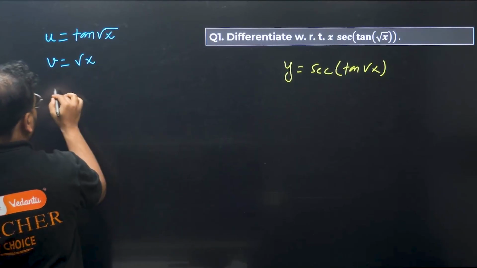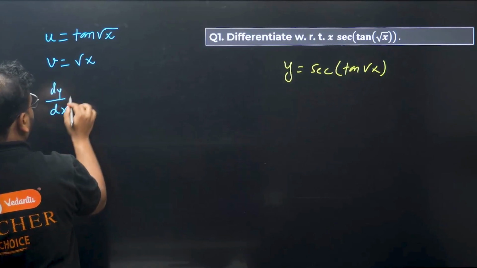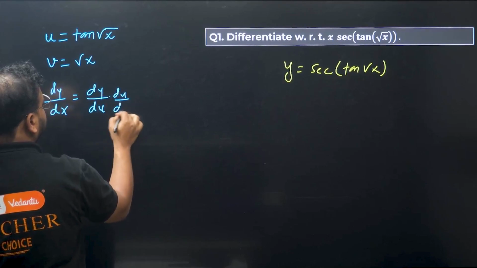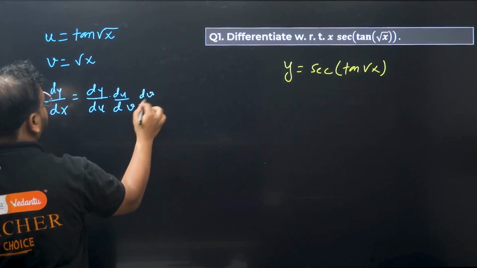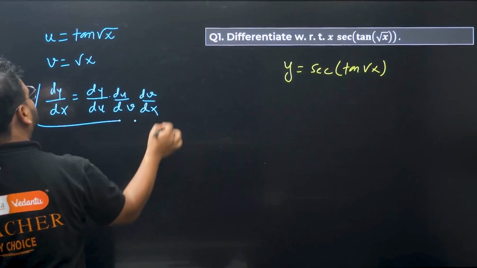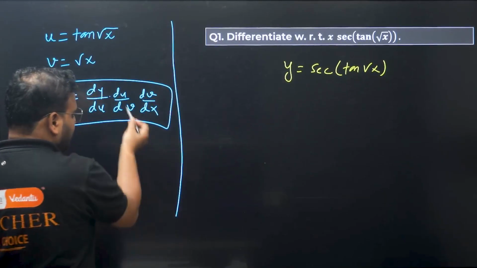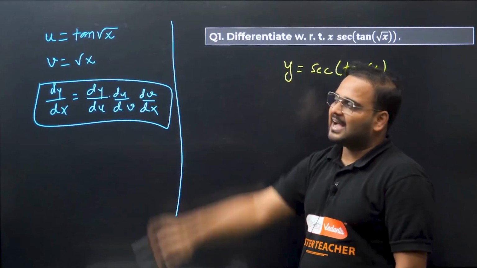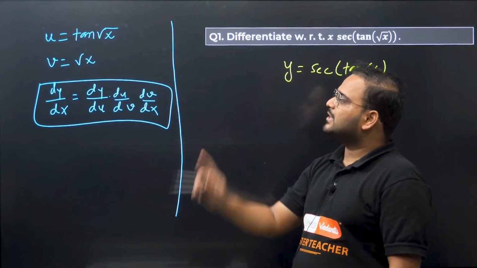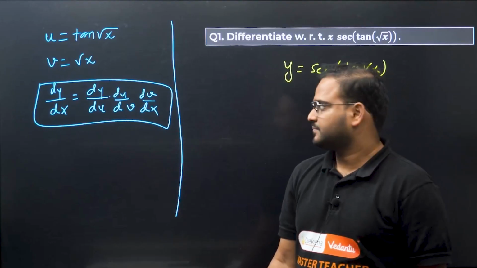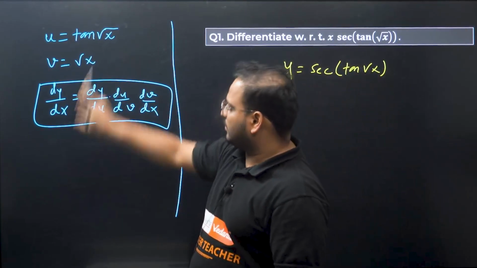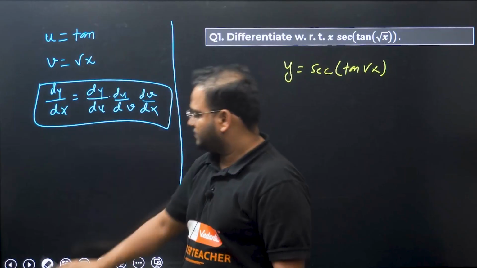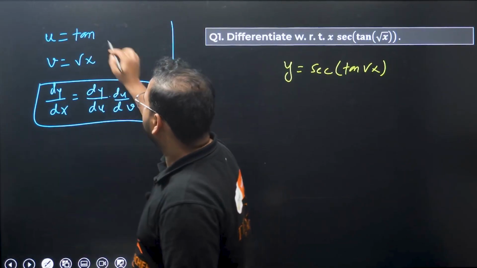So my dy by dx will become dy by du, du by dv, and dv by dx. We can do all of that. If you want, try this approach and give me the final answer. I have taken here my u value as tan root x and my v value as root x. Apply. Okay, so I can write, not tan root x, simply tan v. My bad, not root x, tan v. This is v.